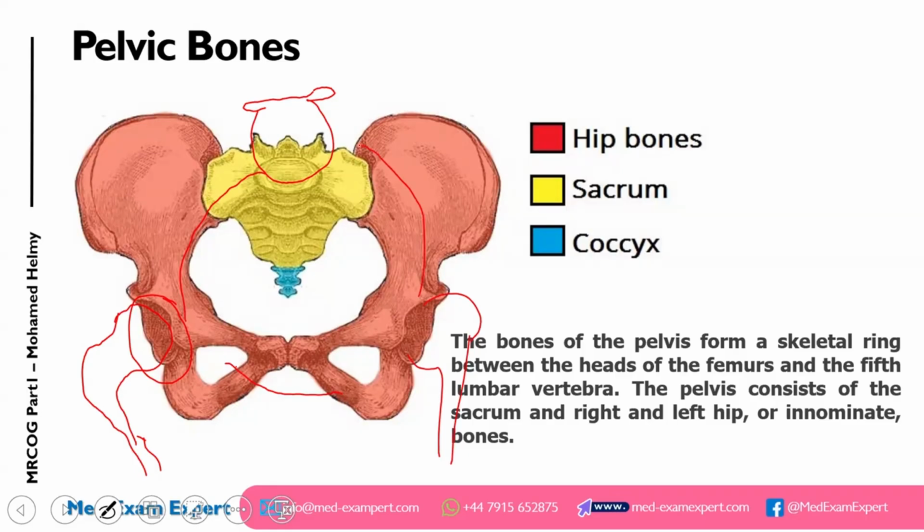So if we imagine that we have a ring joining the two femurs, and the fifth lumbar vertebrae, this skeletal ring is made of the pelvic bones, which are the hip bones in the red color, okay, the sacrum in the yellow color, and the coccyx, which is in the blue color. Of course, the hip bones can also be called the innominate bones. The innominate bones, or the right and the left hip bones.